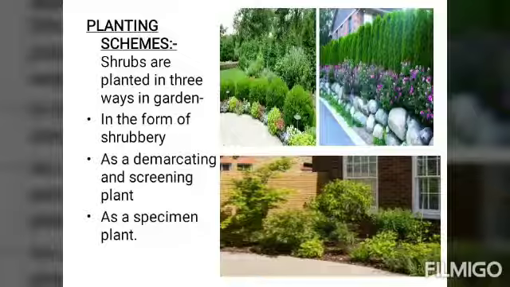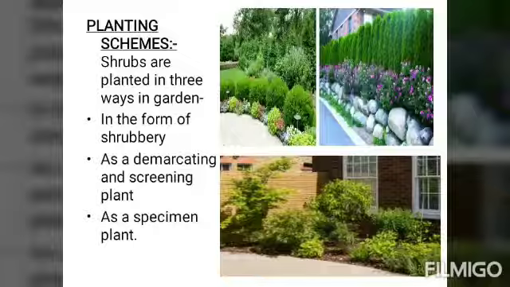In the form of shrubs, they are grown on a long strip of land where taller shrubs are grown at the back, medium in the middle, and dwarf in the front. The taller one you grow at the back, then medium, and then dwarf. It forms like a screen. The taller one is grown at the back, after that comes the medium in the middle, and the dwarf, that is the short one.